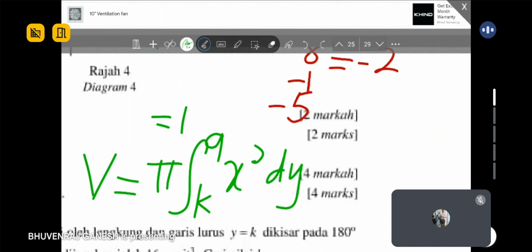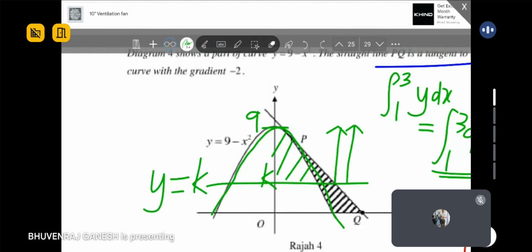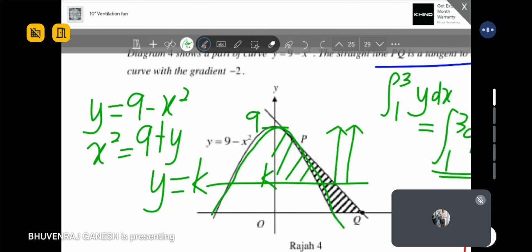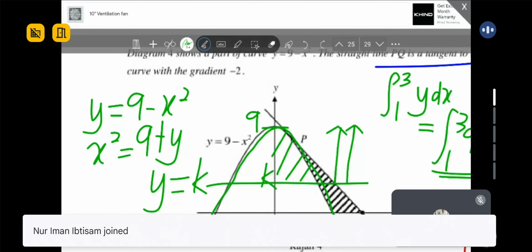Okay, this is the formula. So x square, you refer to your equation. Okay, so y equal to 9 minus x square. So x square is equal to, yeah, I think you will get y minus 9. Yeah, correct. Wait, 9 plus y. Sorry, 9 tambah y. Okay, so this is your answer.